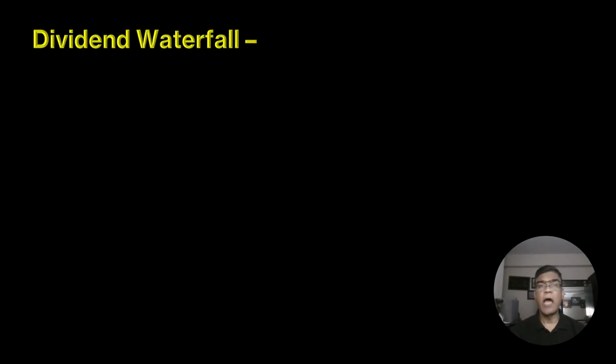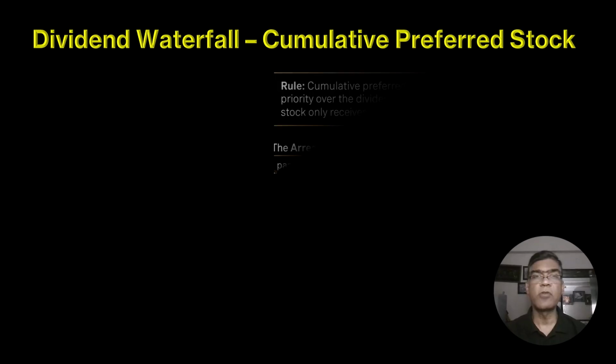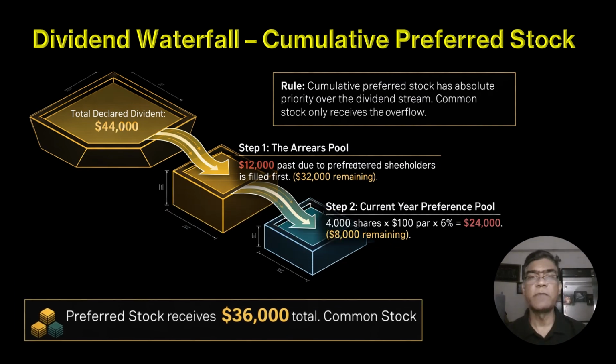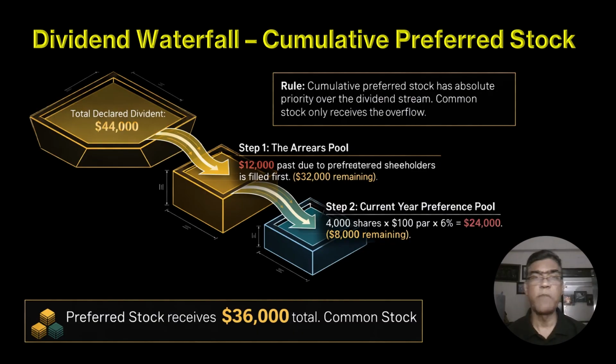Let's look at how dividends flow when cumulative preferred stock is involved. Out of the 44,000 declared, the first priority goes to clearing arrears, 12,000 owed from prior years. Next, the current year's preference of 24,000 is paid. That totals 36,000 to preferred shareholders. Only the remaining 8,000 flows to common shareholders. This waterfall shows the hierarchy clearly. Cumulative preferred stockholders always receive their due first, ensuring their dividend rights are fully honored before any distribution to common stock.